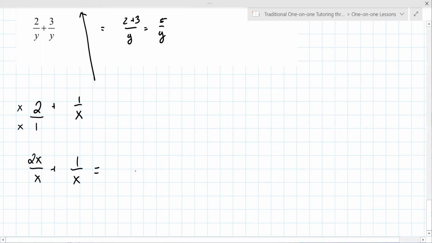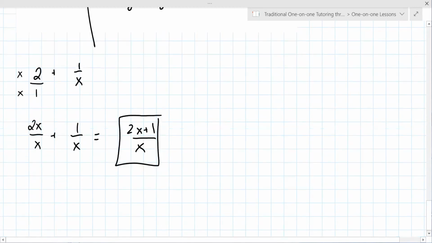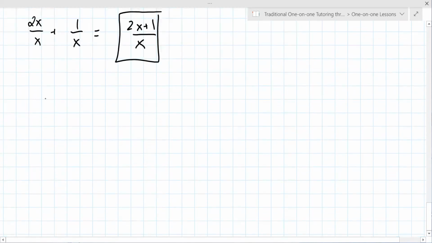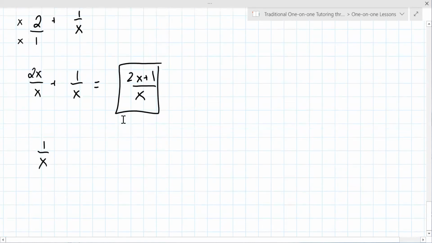Okay, so this becomes 2x plus 1 over x. All right, that's your final answer on that. The next one is, get rid of the x on the top? No, that's like going backwards. You can't undo that. Just leave it like that.